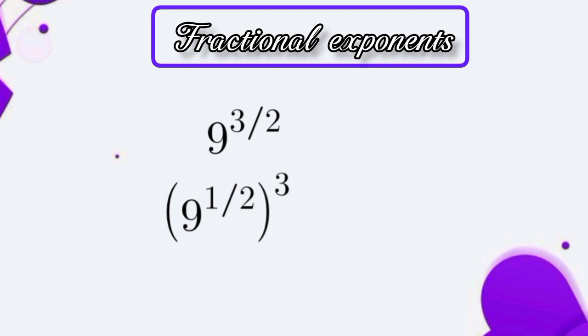So what's the square root of 9? The square root of 9 is equal to 3. So what to do now is to raise 3 to the power of 3. So 3 raised to the power of 3 is equal to 27. So our answer for 9 raised to the power 3 over 2 is equal to 27.